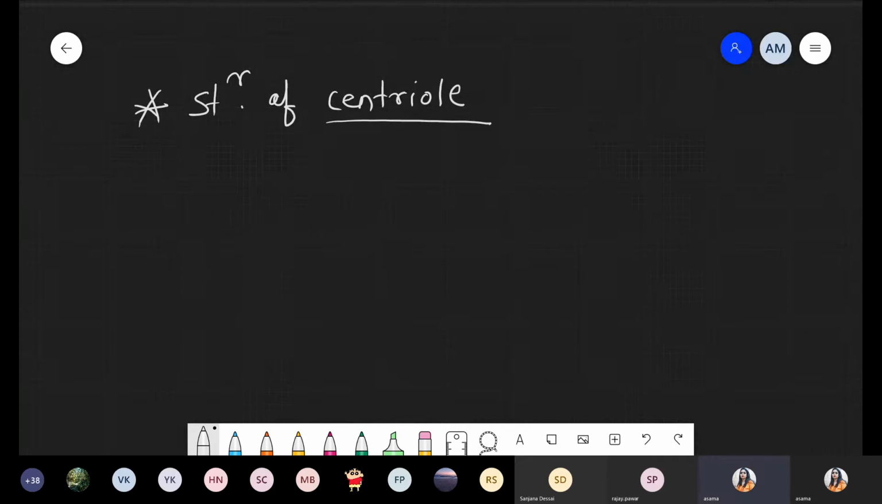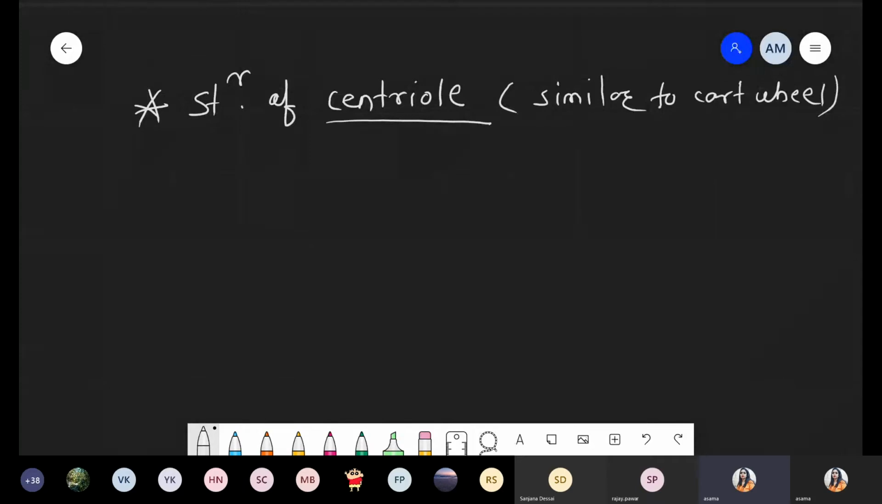If you are talking about the structure of centriole, it looks like a cart wheel. That structure is similar to a cart wheel. It looks like a wheel-like structure. So that's why we require one circle to draw a wheel-like structure, that is the centriole.